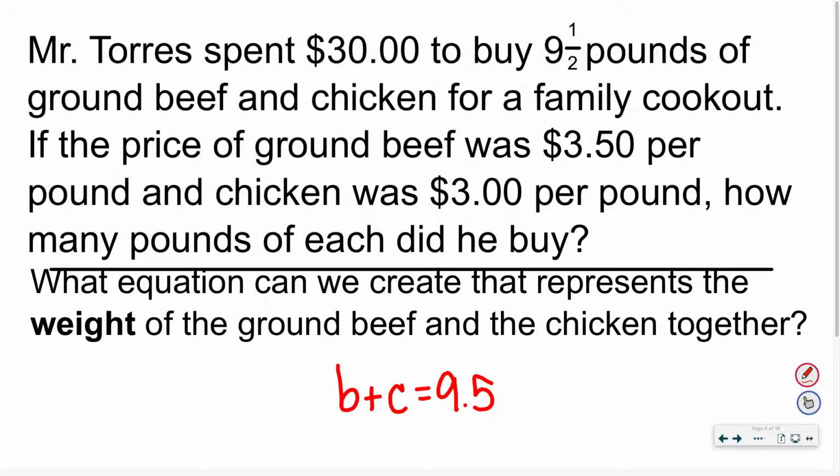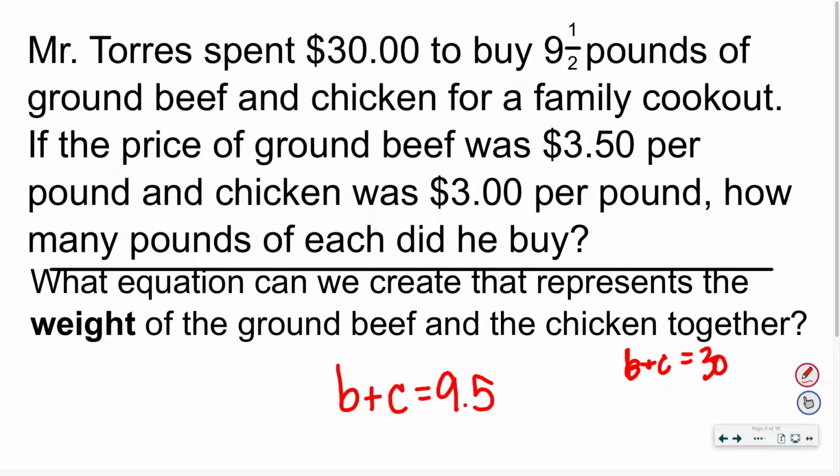What about the beef and chicken? It equals 9.5 pounds. The weight of the beef, yeah. And the reason that I'm being picky about that is because in the next equation we're going to be talking about the cost of the beef and the cost of the chicken, and that can trip some of us up. Some of us might accidentally say B plus C equals 30. Does that make sense? No.